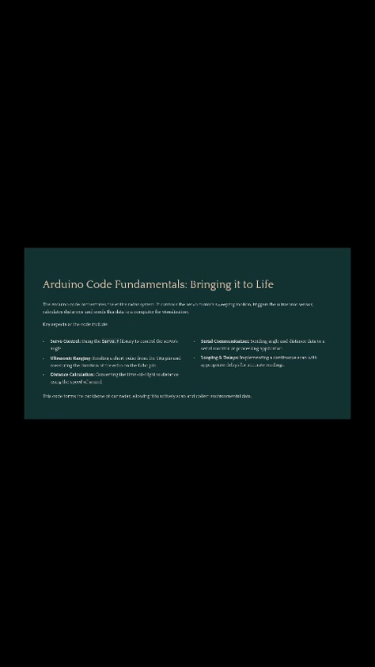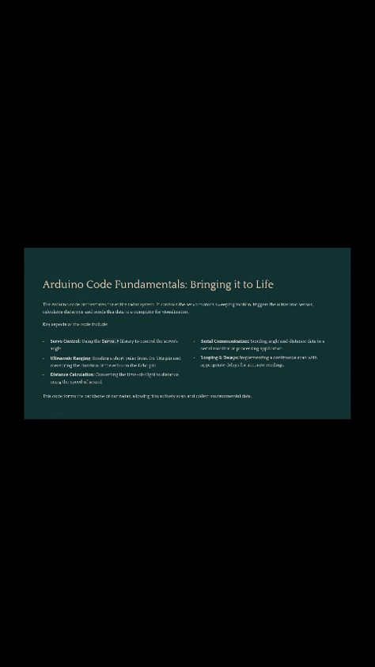Arduino code fundamentals, bringing it to life. The Arduino code orchestrates the entire radar system. It controls the servo motor's sweeping motions, triggers the ultrasonic sensor, calculates distances, and sends the data to a computer for visualization. Servo motor: using the Servo.h library to control the servo angle.